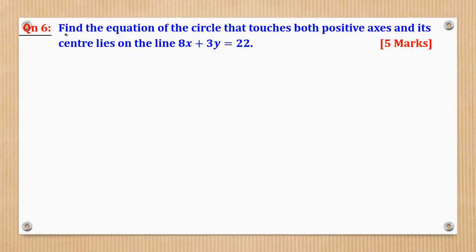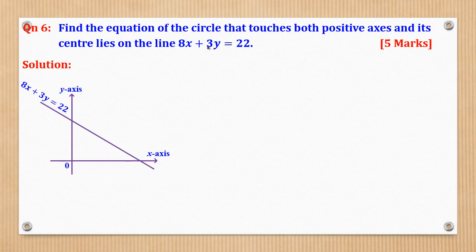Question 6 says, find the equation of the circle that touches both positive axes and its center lies on the line that. So here it is better to make a simple sketch, though it doesn't carry a mark. So I shall draw a circle to touch both positive axes with a center lying on that line. So that means that this is the radius. And also, this is the radius. Do you know what that means? It means that this point has coordinates (r, r).